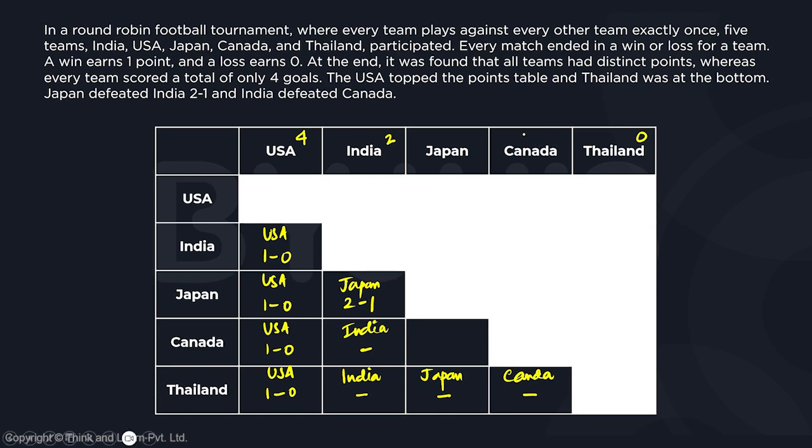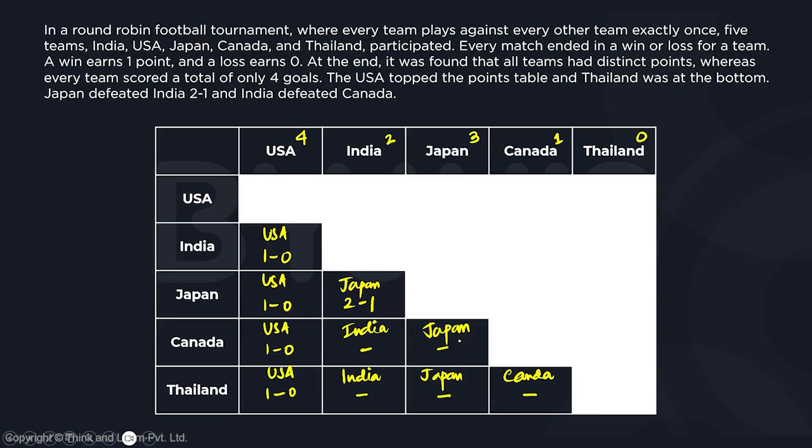one match, right? Now, the match between Japan and Canada, suppose if I say that Canada wins, then Canada has won 2 and Japan has won 2. So they both will be 2, which will not result in distinct number of points. So that means the match between Japan and Canada, definitely Japan wins, such that Japan wins a total of 3 matches and Canada just 1.